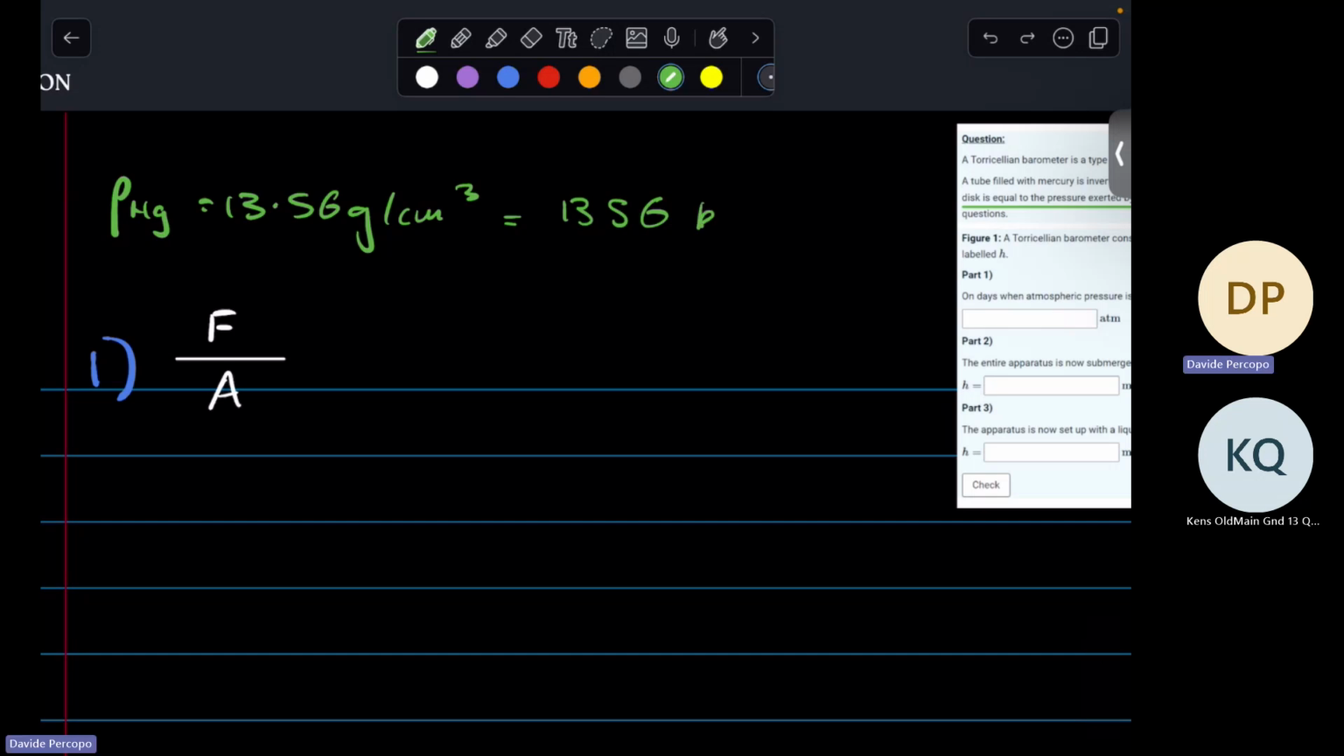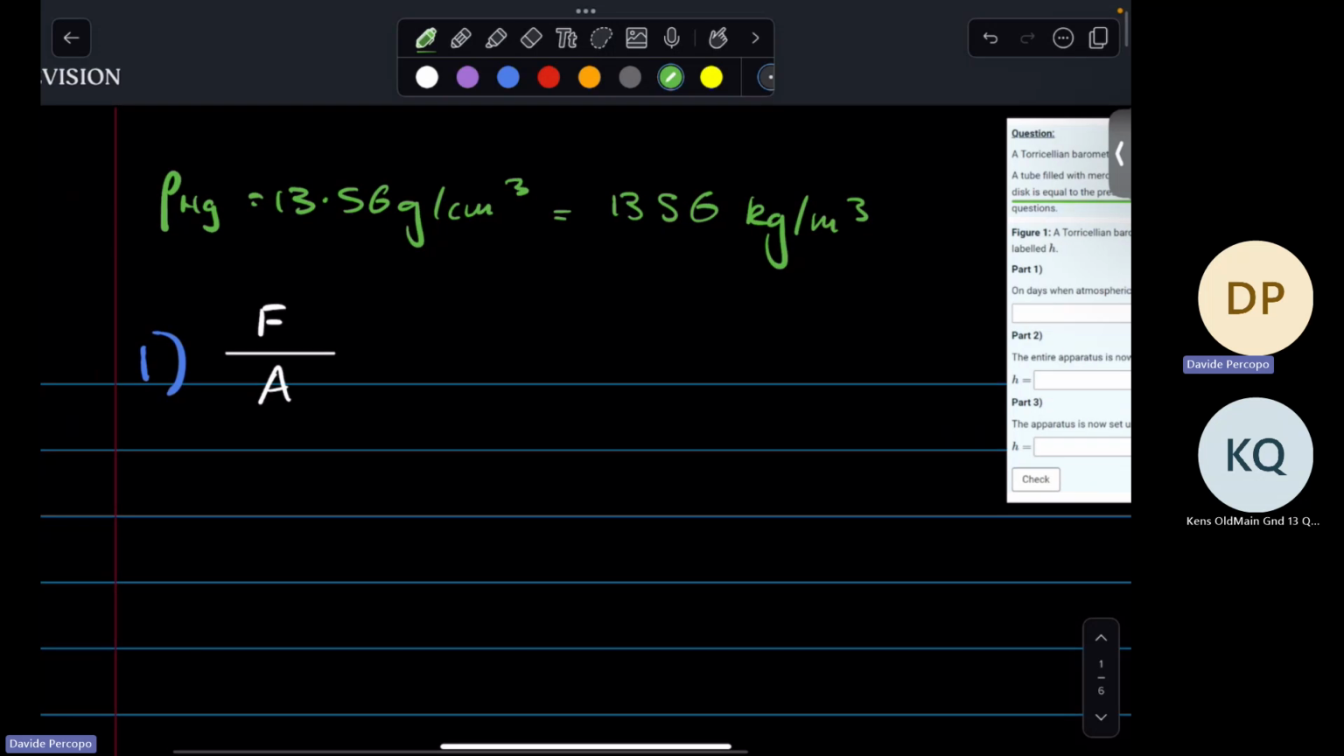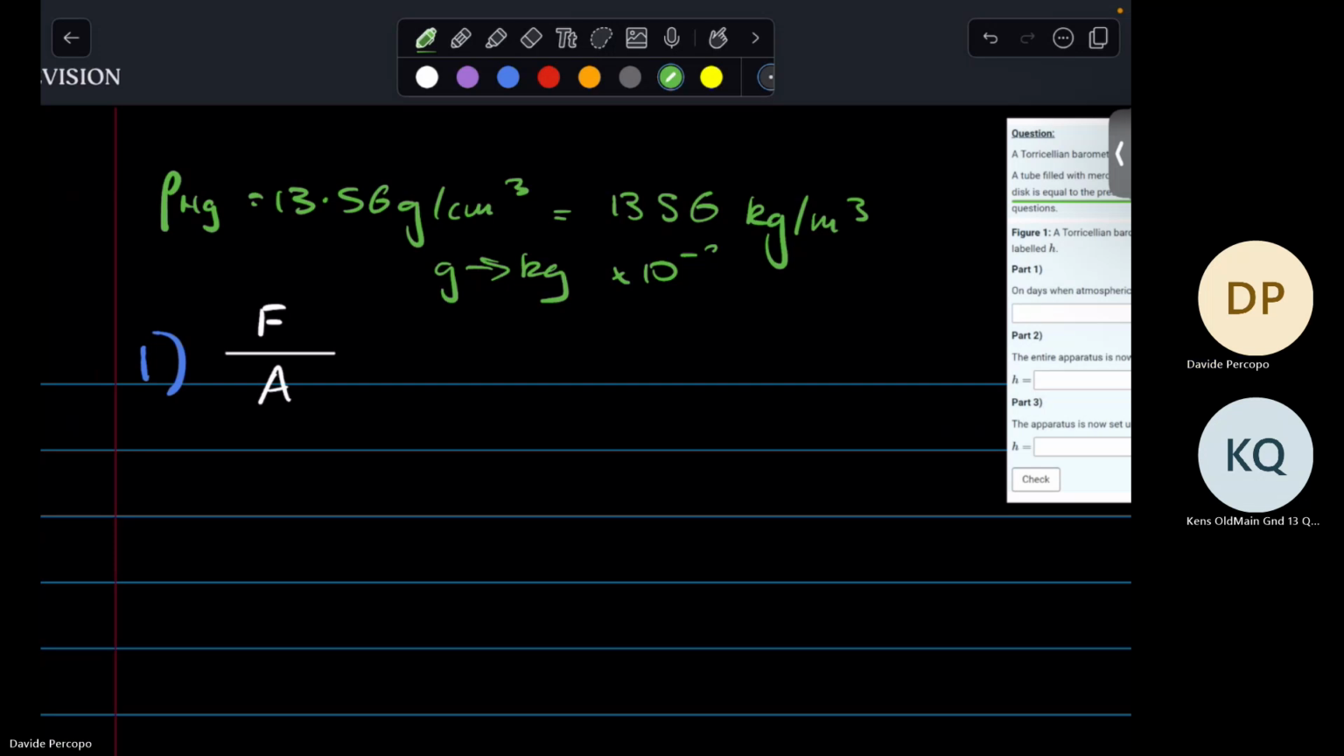That's kilograms per meter cubed. The reason is that to get from grams to kilograms, we multiply by 10 to the negative 3. To get from centimeters cubed to meters cubed, we multiply by 10 to the 6. That's because there are 100 centimeters in a meter, which is like 10 to the 2, and then 10 to the 2 to the power of 3 is 10 to the 6, and then it's 1 over.